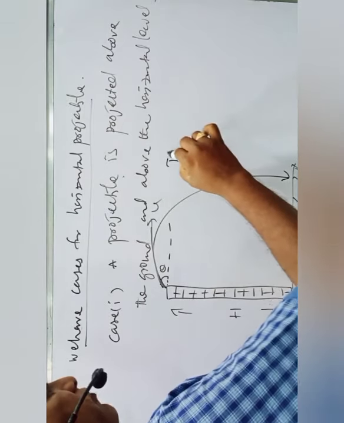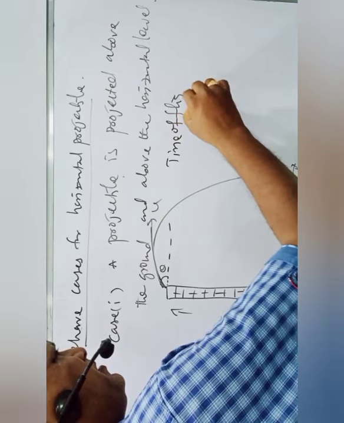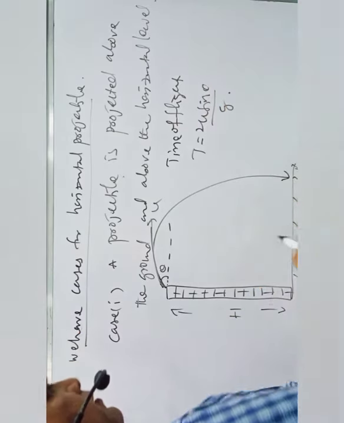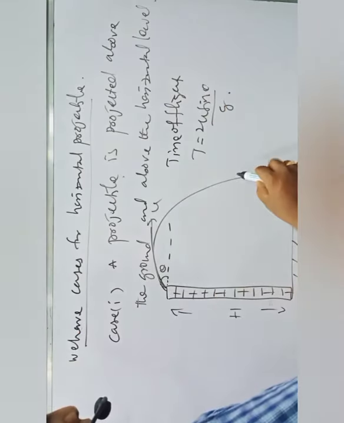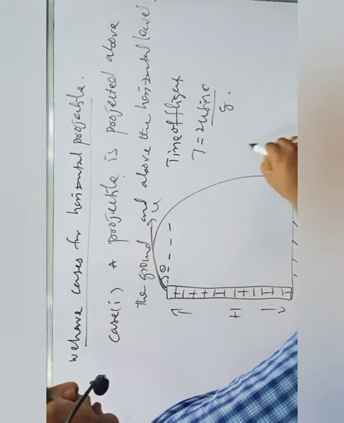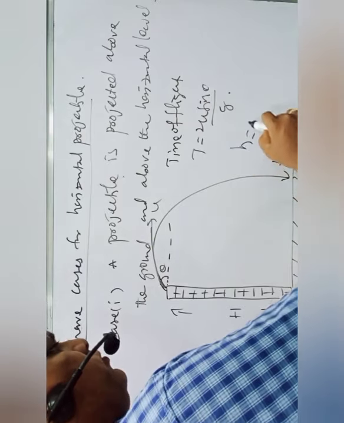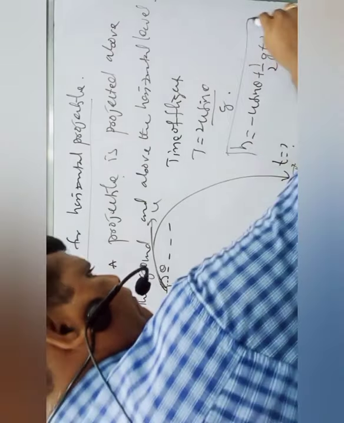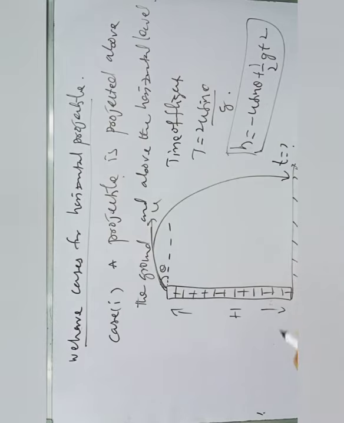Now we can calculate the time of flight. T is equal to 2u sin theta by g. Here u is resolved into two components. Therefore, for the time taken by the projectile to reach the ground, h is equal to minus u sin theta t plus half gt square. And next, the distance from the tower to the reached point, x is equal to u cos theta into t. So this is case 1.